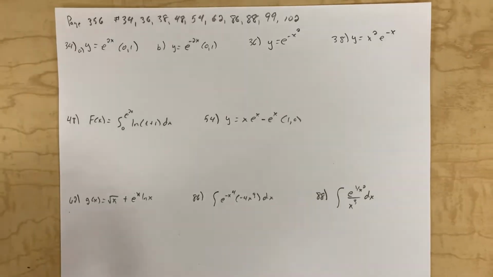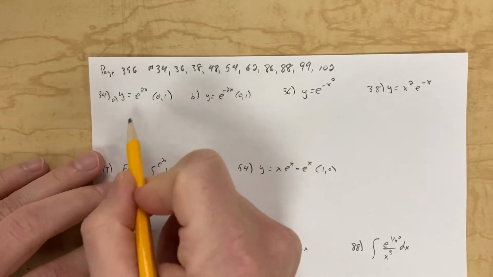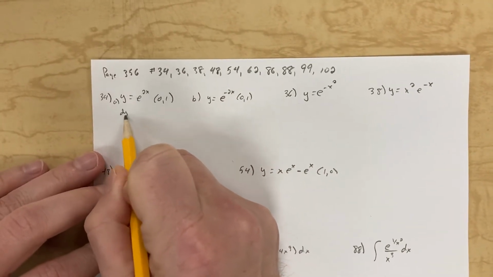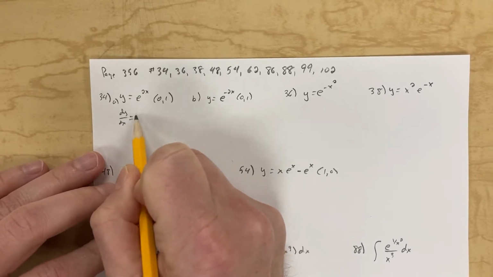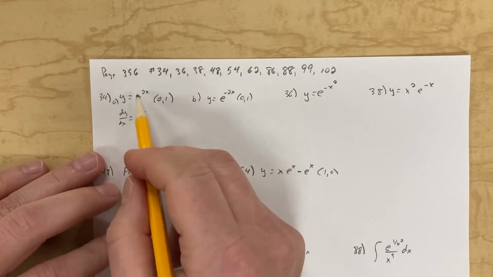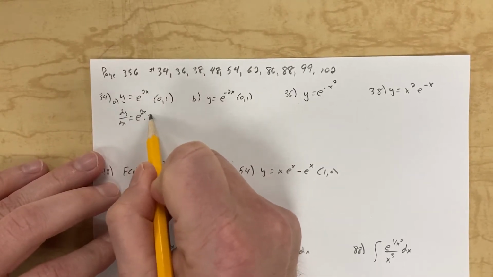All right, these are the answers to page 356. For 34a, we're trying to find the equation of the tangent line. So we'll take the derivative, which will be e to the 2x. The derivative of e is just its own thing, so we're going to repeat it, and then times the derivative of the exponent, which is 2.